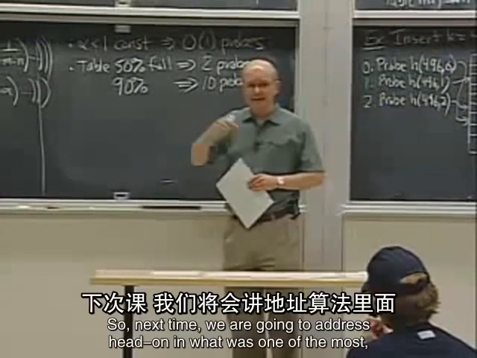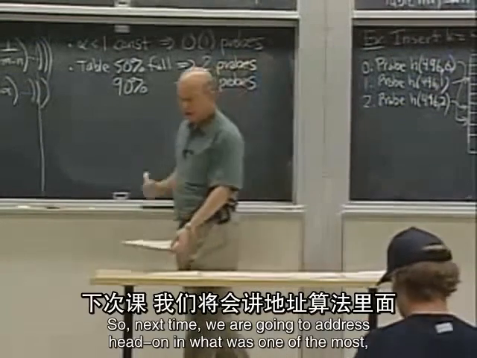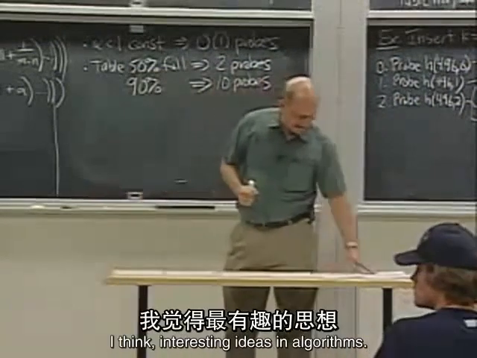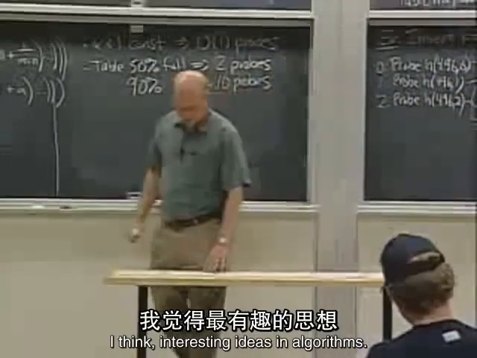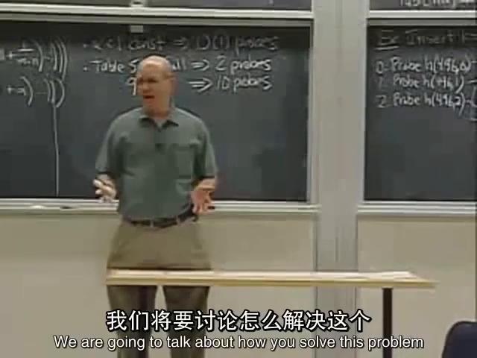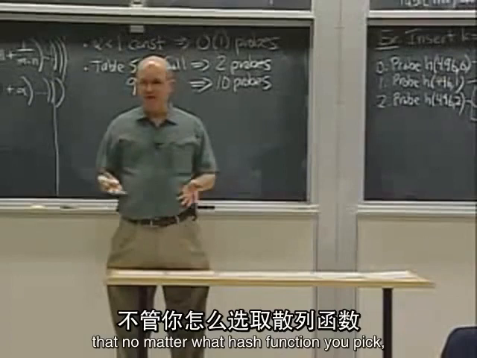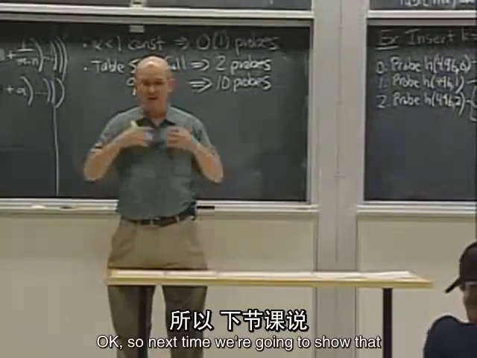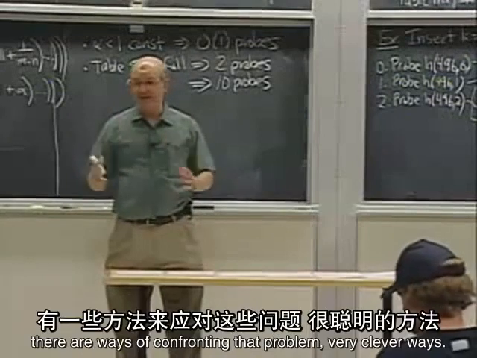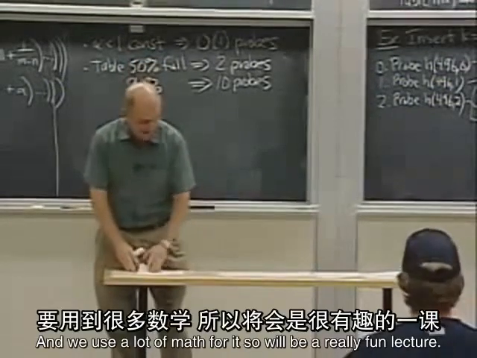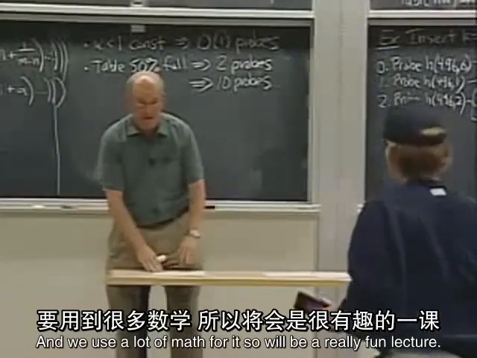Good. So next time we're going to address head on what is one of the, I think, most interesting ideas in algorithms. We're going to talk about how you solve this problem that no matter what hash function you pick, there's a bad set of keys. Okay, so next time we're going to show that there are ways of confronting that problem, very clever ways, and we use a lot of math for it, so it'll be a really fun lecture.